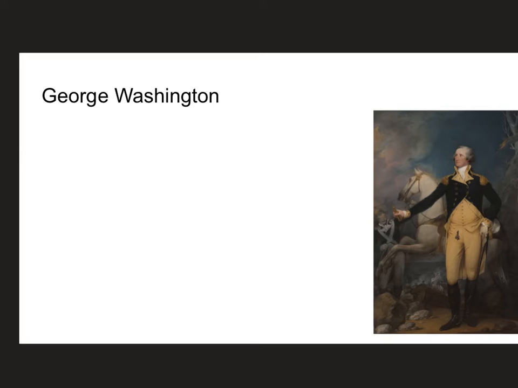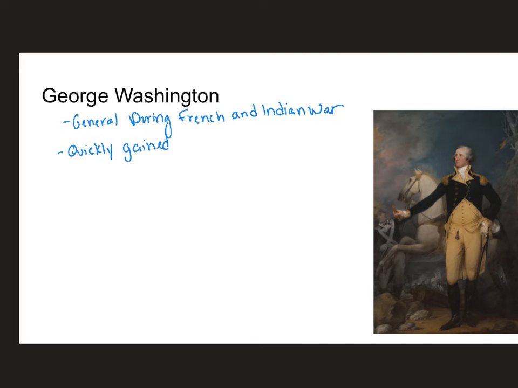George Washington became a general during the French and Indian War. Even though he lost his first battle, he gained a lot of popularity. And this is what's going to lead us into him eventually leading our nation as our first president.